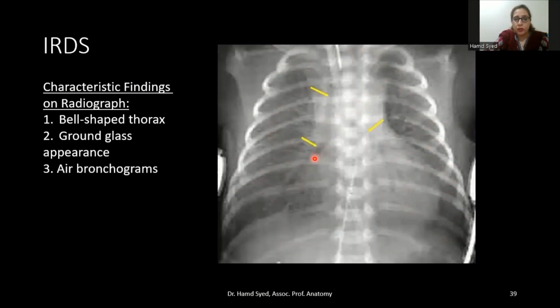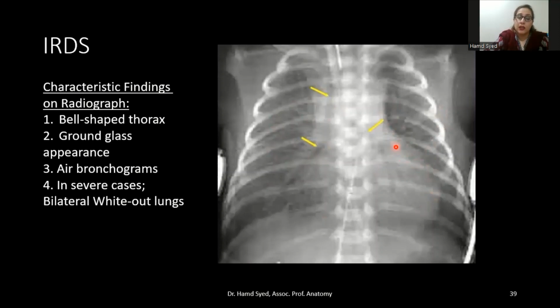Also, the air bronchograms are visible. Now, these arrows are pointing towards these air bronchograms. These are visible because of the deposition of the infiltrate on the walls of the larger air passages, whereas air is still present within those larger air passages. This appearance is known as the air bronchograms. Now, in severe cases, the presence of these opacities is going to obscure the cardiac silhouette, or the borders of the heart, and this appearance is known as bilateral whiteout of the lungs.